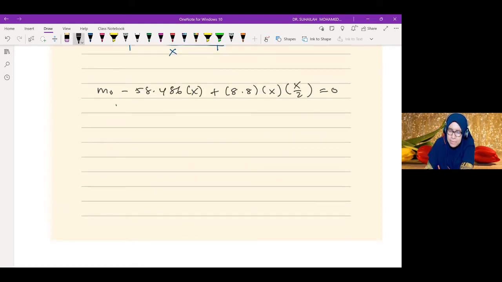So we get M naught equal to 58.486 X minus 4.4 x squared.